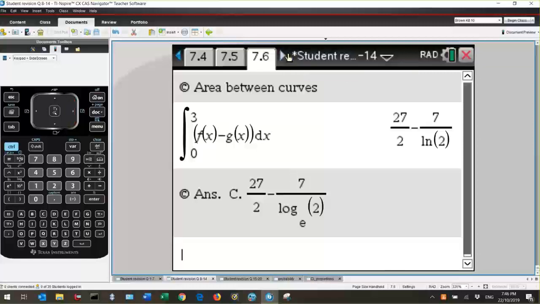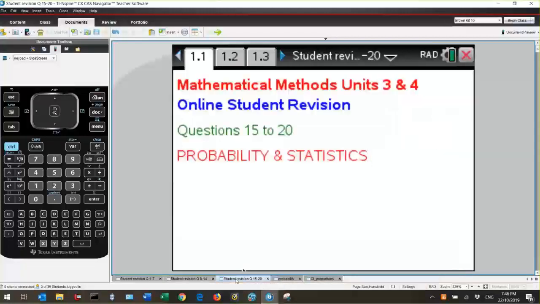Okay, and that brings us to the end of the calculus questions. All right, so I think I'll just about be finished on time. So mathematical methods, probability and statistics area of study, questions 15 to 20.